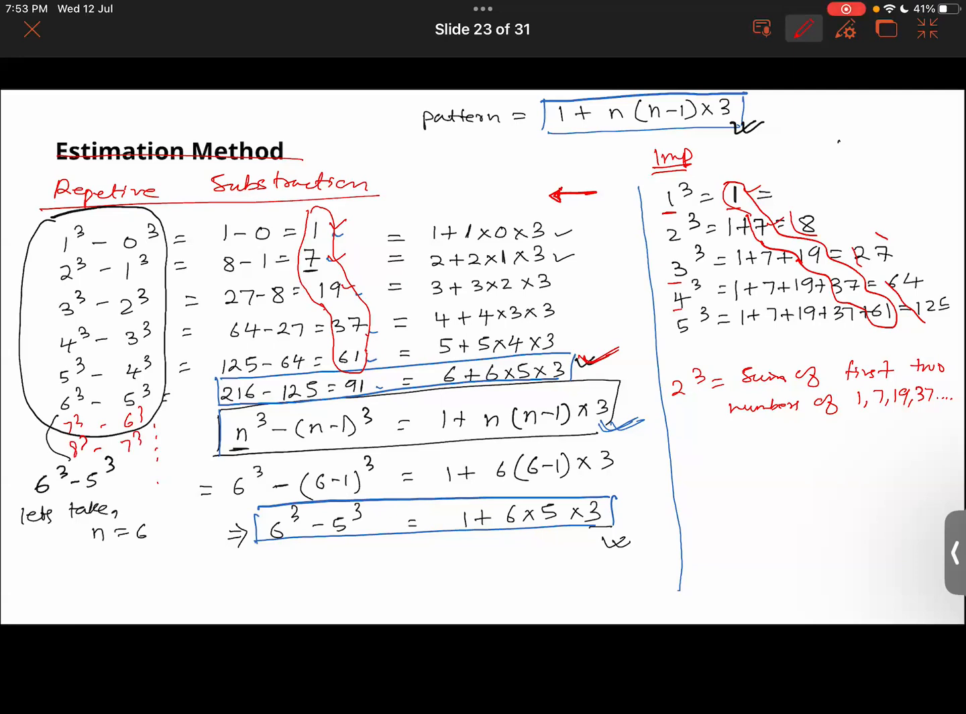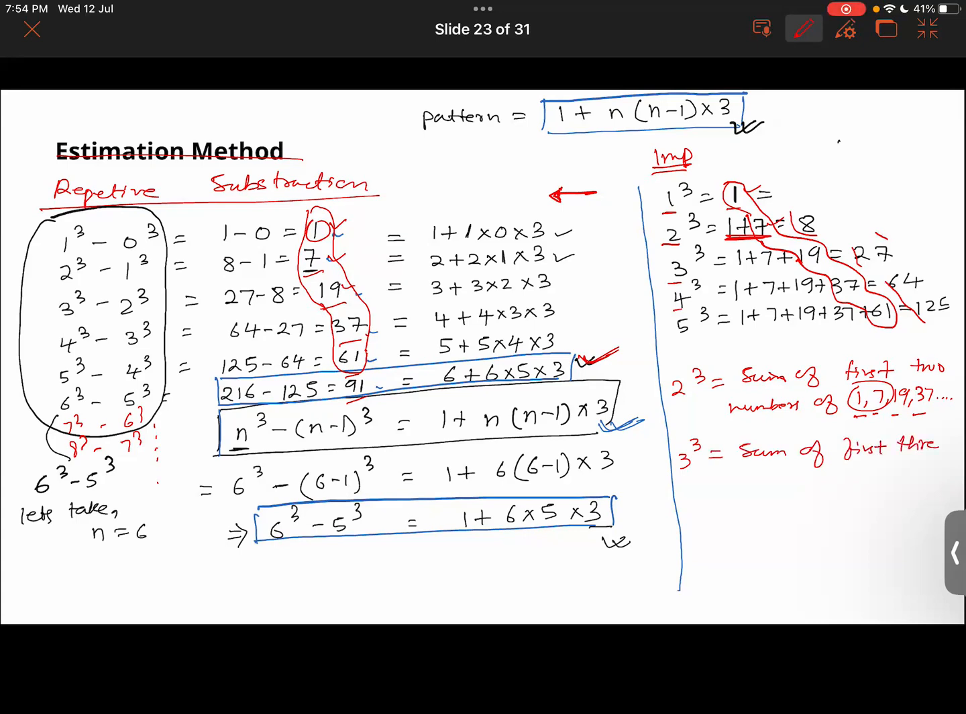We could have continued this, right guys? So you would have gotten more numbers like this. Like we were getting 1, 7, 19, 37, 61, 91, similarly you get bigger numbers, right guys? So 2 cube is written as the sum of the first two numbers of this series, 1, 7, 19, 37. You have taken two numbers 1 and 7, isn't it, Ahmed and Arhan? Yes.